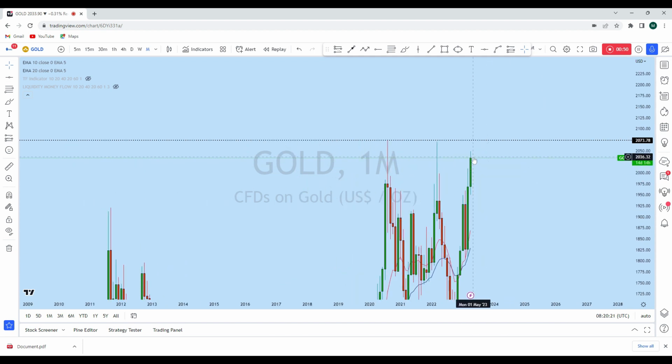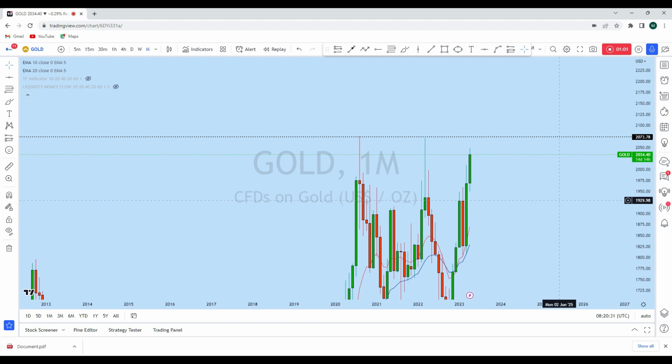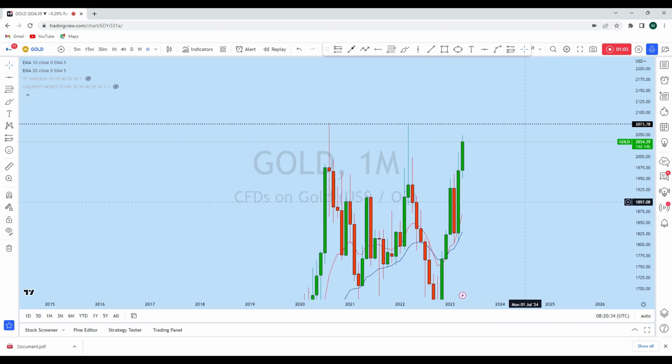This is the monthly candle. Currently gold has reached the zone where this price was primarily visited a year ago. Now we see that this price has just been tested, and on the lower time frame we can see some resistance coming up in gold. This is the monthly candle.